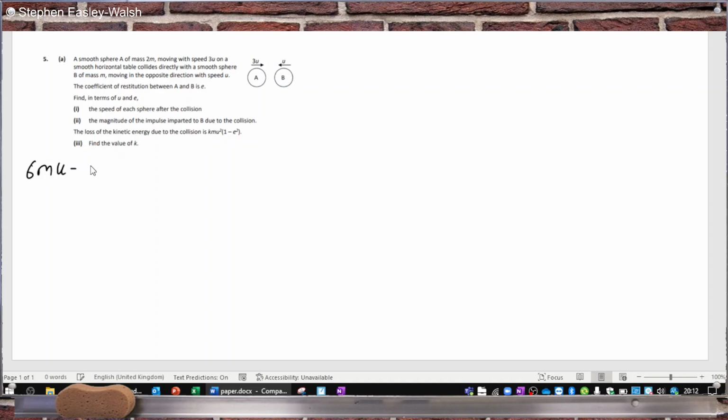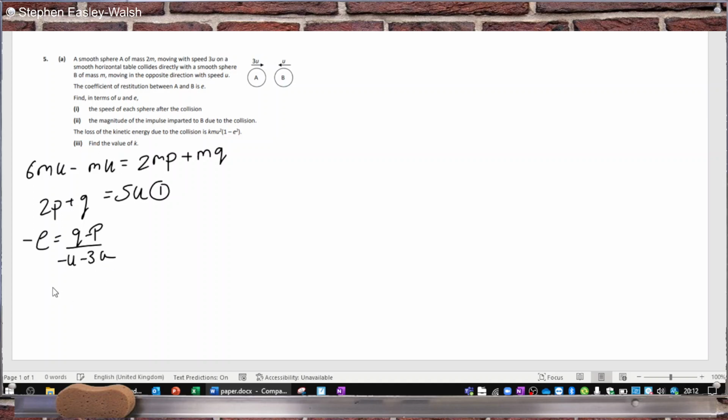6mu minus mu equals 2mp plus mq. So that is 2p plus q equals 5u. That's our first equation. And then minus e equals v2 minus v1 over u2 minus u1. So that means q minus p equals 4eu.